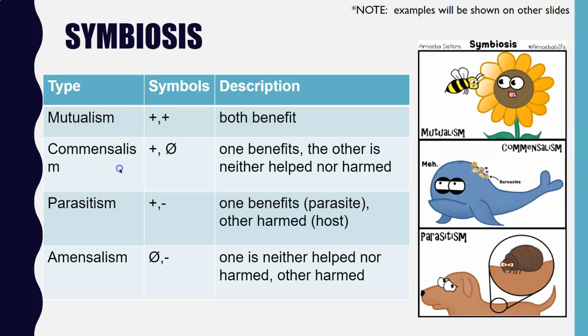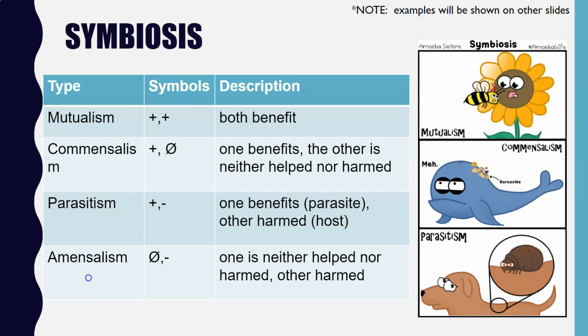Commensalism is where one is good and one is neutral. One benefits while the other is neither harmed nor helped. Parasitism is where one is being harmed, the host, while the parasite is the one who benefits. And amensalism is when one is neither helped nor harmed, and the other one is harmed.